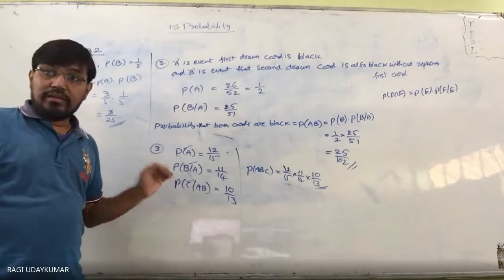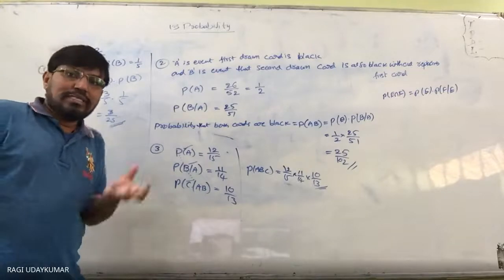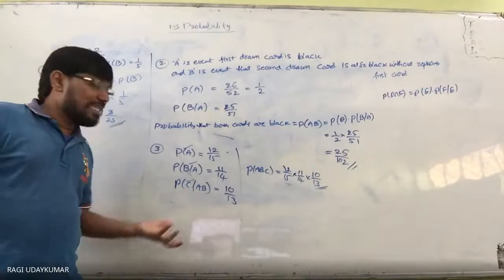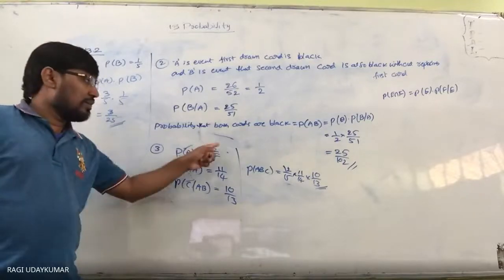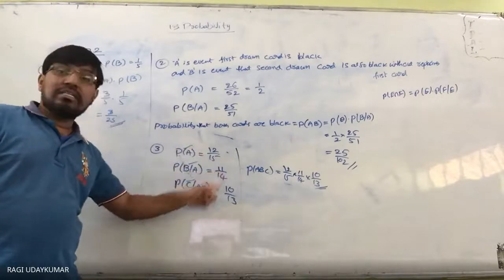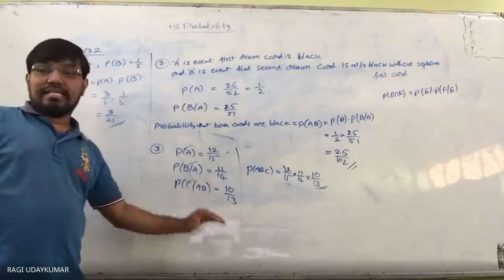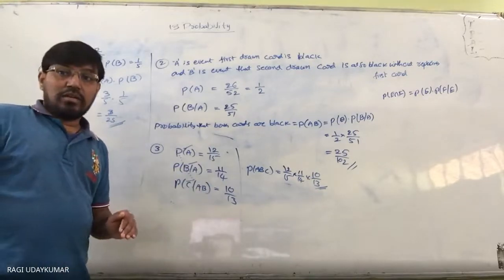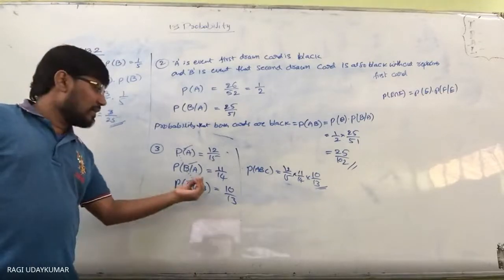A is an event of drawing the first drawn orange is good. B is an event of drawing the second drawn orange is good. C is an event of drawing the third drawn orange is good. Then 12 by 15 is represented by probability of A, and 11 by 14 is represented by probability of B given A. Probability of C given A intersection B means 2 oranges are already drawn, and the third drawn orange comes after these two have occurred.